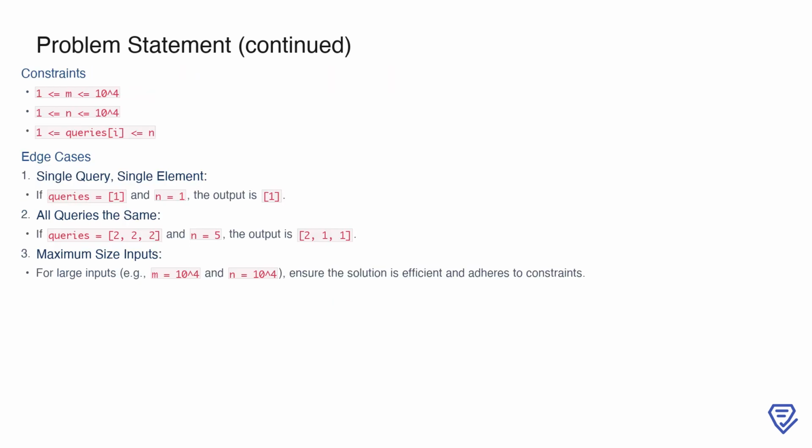The constraints for this problem are as follows. The size of the queries array, m, can be as large as 10,000, and the size of the permutation, n, can also go up to 10,000. Each query value is guaranteed to be between 1 and n.